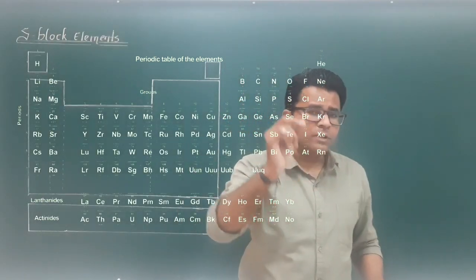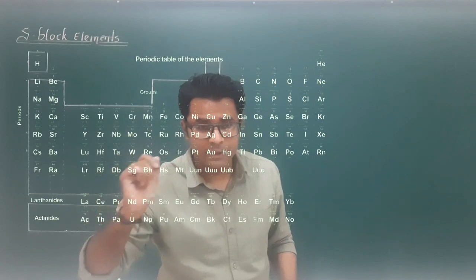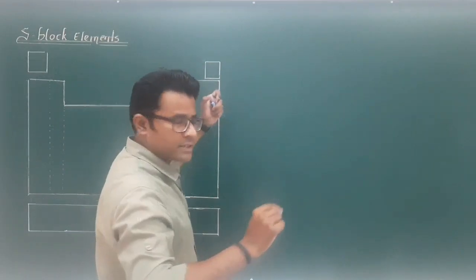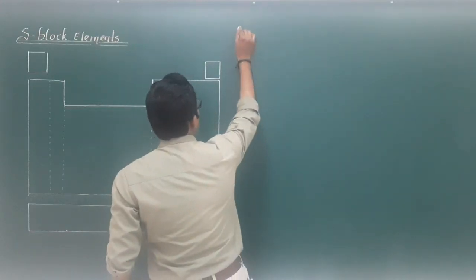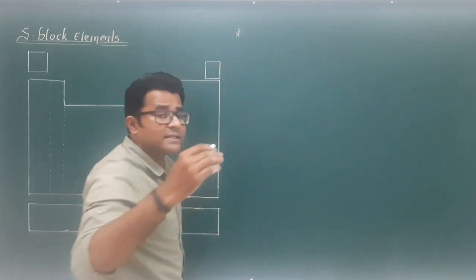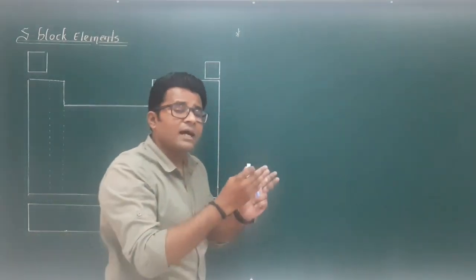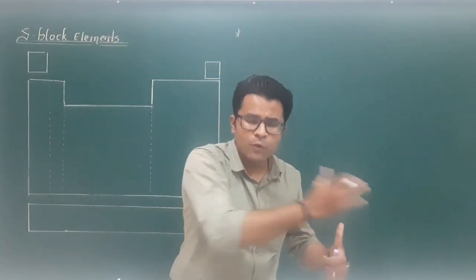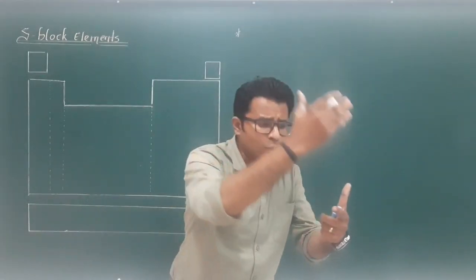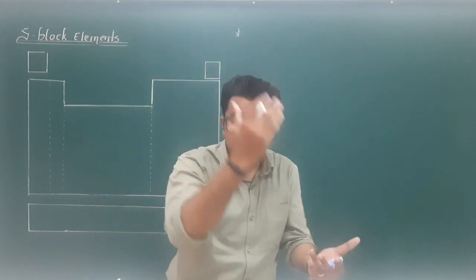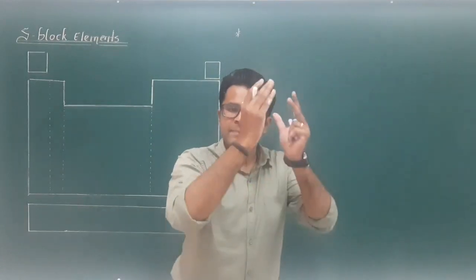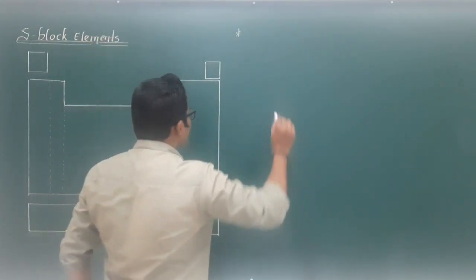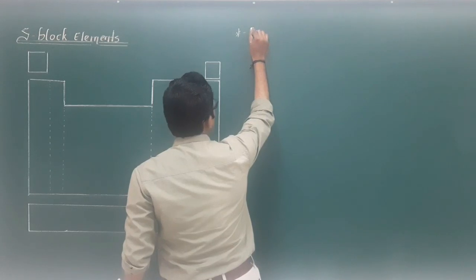Now, how do we differentiate these elements into different groups? It all depends upon the valence shell electrons. In the case of S block elements, it's actually the valence electron, or we can also call it a differentiating electron. Where does our differentiating electron enter into? Whether it is entering into the outermost s orbital, p orbital, d orbital or f orbital, we classify the elements depending upon that.